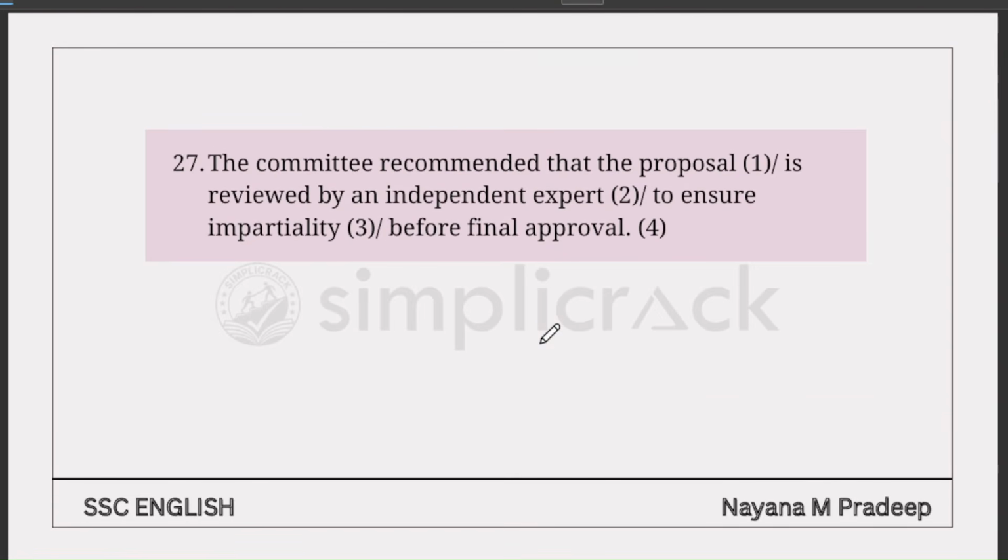Next question. The committee recommended that the proposal is reviewed by an independent expert to ensure impartiality before final approval. Do you know what the error is? It is in part 2. What is the error here?